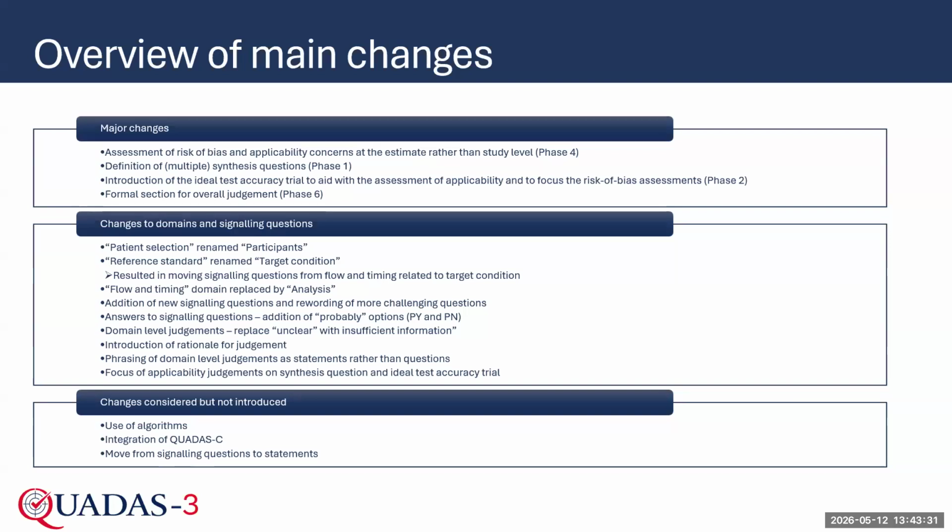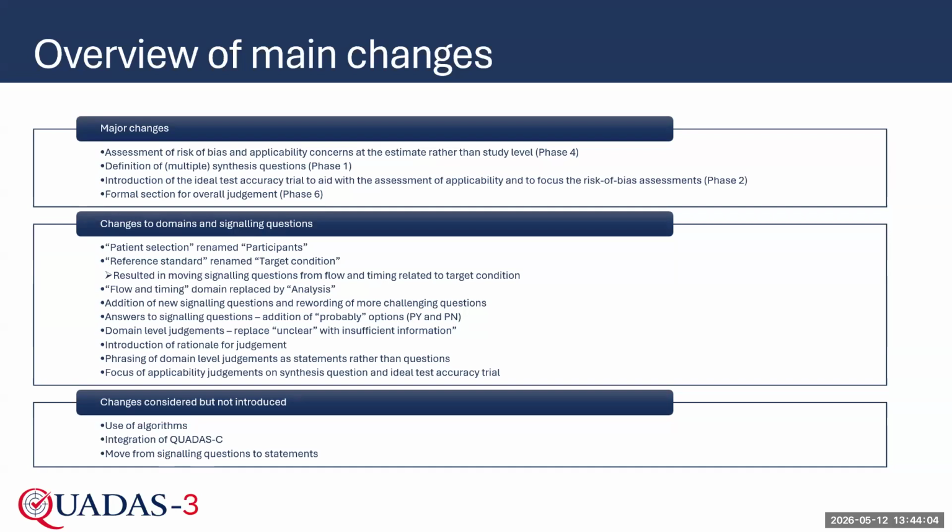And then once you've had that discussion and understood what you want the ideal trial to look like, you've developed that then into guidance for answering your specific signalling questions and domain level questions. That really helps to understand what estimates you want to be extracting, and to do a much better job of your risk of bias assessment once you get to that stage. And then the formal section for the overall judgment, I think, is also really helpful, particularly for thinking about reporting and incorporating those results into your review.